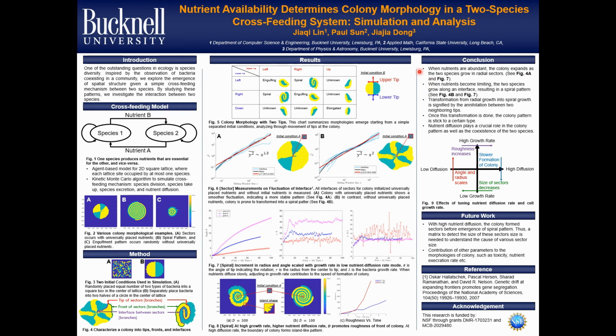In conclusion, the nutrient availability at the boundary of the colony determines the morphologies of the colony. When nutrients are abundant, the colony expands in radial sectors. When they are limiting, two species grow along an interface, resulting in a spiral pattern. The transformation is explained by the annihilation of two neighboring tips. Thus, directly related to the nutrient distribution, the key parameter to change the colony morphology is the nutrient diffusion rate.